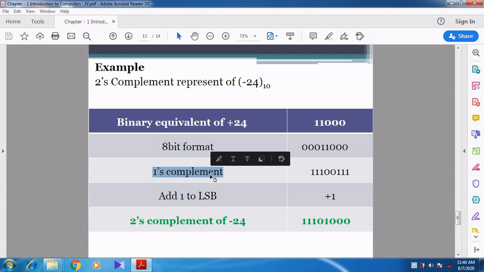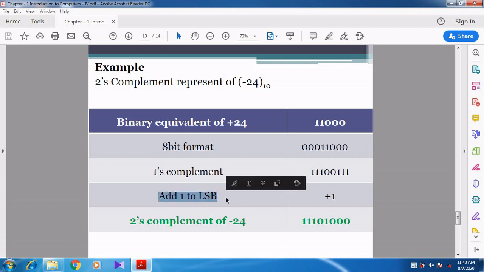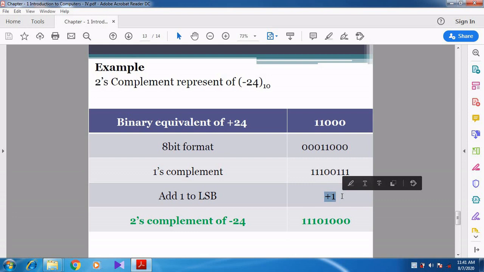So when I find out the ones complement, 0 should be changed to 1 and 1 should be changed to 0. Then adding +1 to the result, that is the least significant bit, we want to add +1. So whenever we add +1, we get the 2's complement number.